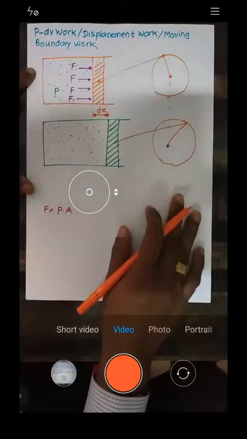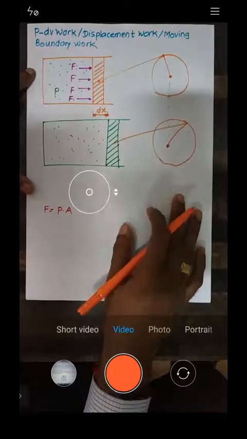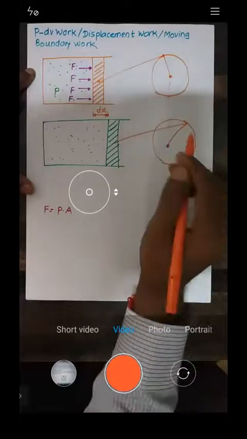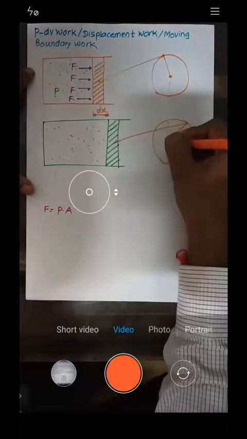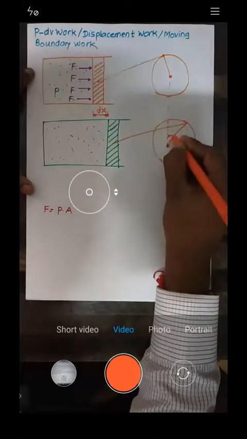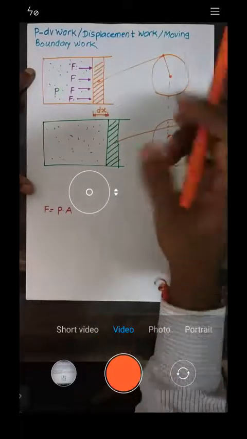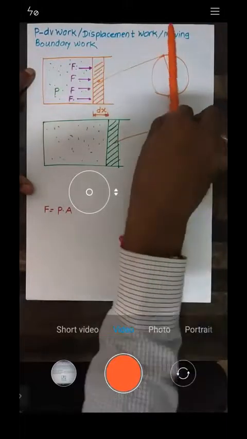I'm just drawing a rough diagram. Okay, so you can see initially the crankshaft was here. Now it has got displaced through a certain angle, right? Is that okay? You can see initially it was like this. Now it has got like this.